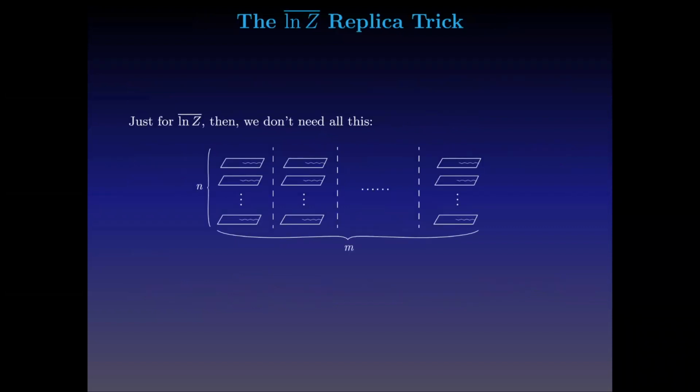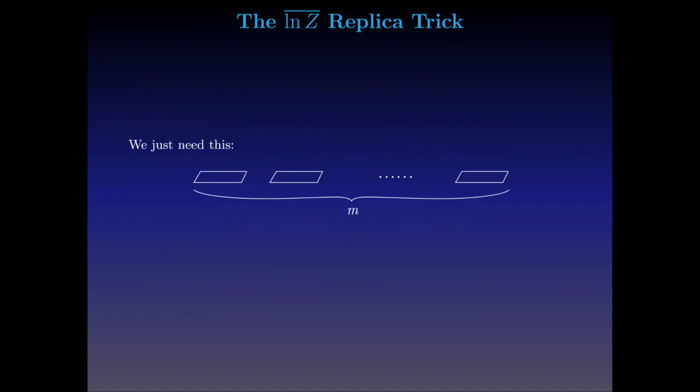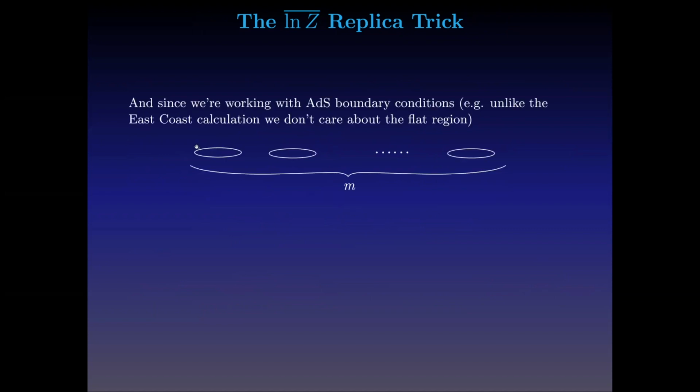So let's get a little bit more into this log Z replica trick. If we're just working with log Z and we don't care about the von Neumann entropies, then we don't need this very complicated replica manifold geometry. We just need the M replicas just for log Z. And if we're working with AdS, we really are just going to have the M replicated AdS boundary conditions.